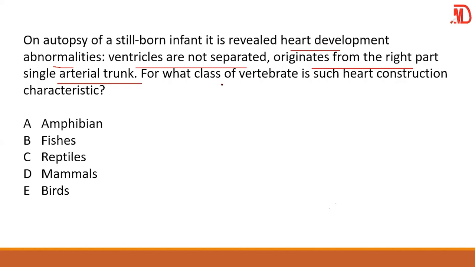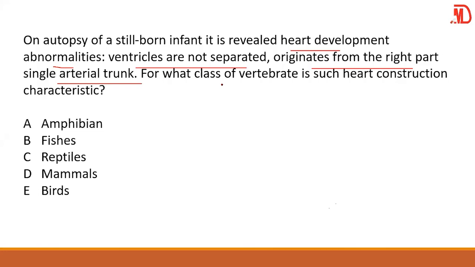We also have animals that have three chambers: two atria and then one ventricle. Examples include amphibians and reptiles. Now, four chambers, of course: two atria, two ventricles. We are talking about birds and mammals.